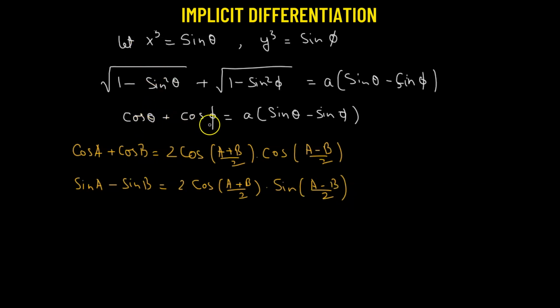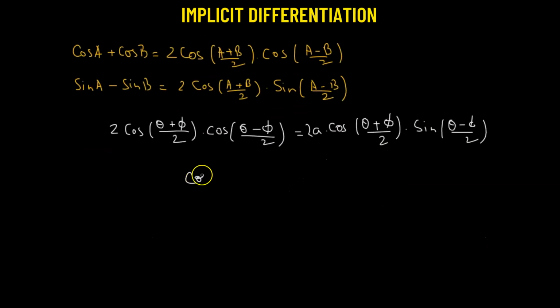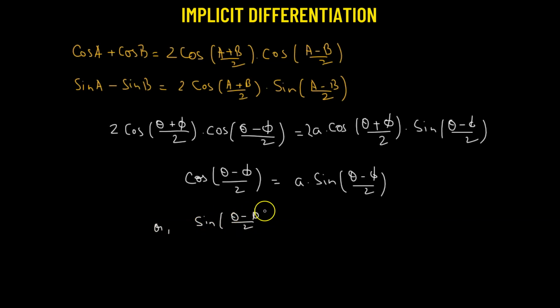So we'll combine cosine theta and cosine phi to get 2 times cosine of (theta plus phi) divided by 2 multiplied by cosine of (theta minus phi) divided by 2. And on the right hand side we have sine theta minus sine phi, which gives us 2 times cosine of (theta plus phi) divided by 2 multiplied by sine of (theta minus phi) divided by 2. So we have a reduced form given by cosine of (theta minus phi) divided by 2 equals a times sine of (theta minus phi) divided by 2. Or we can express it as sine of (theta minus phi) divided by 2, whole divided by cosine of (theta minus phi) divided by 2.